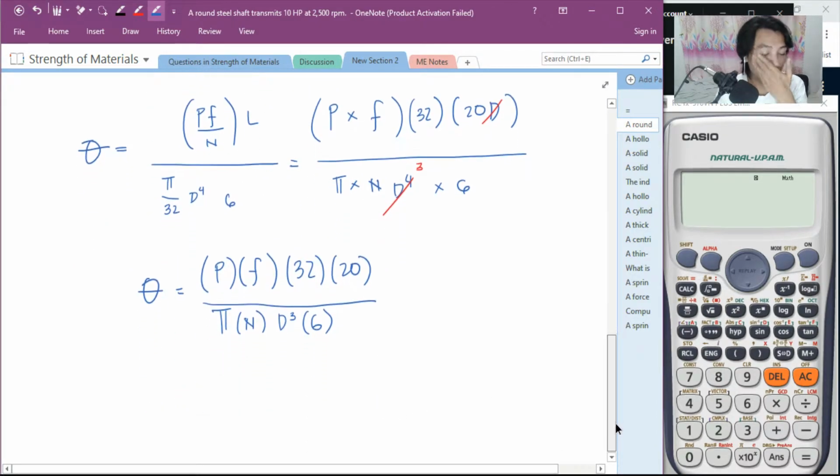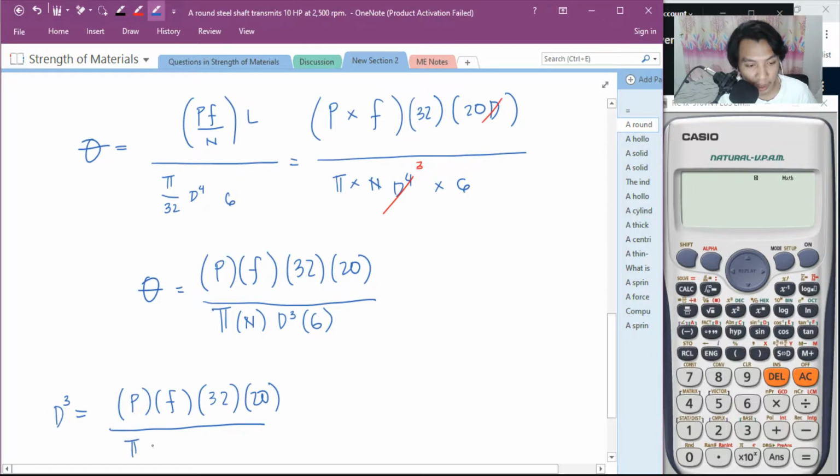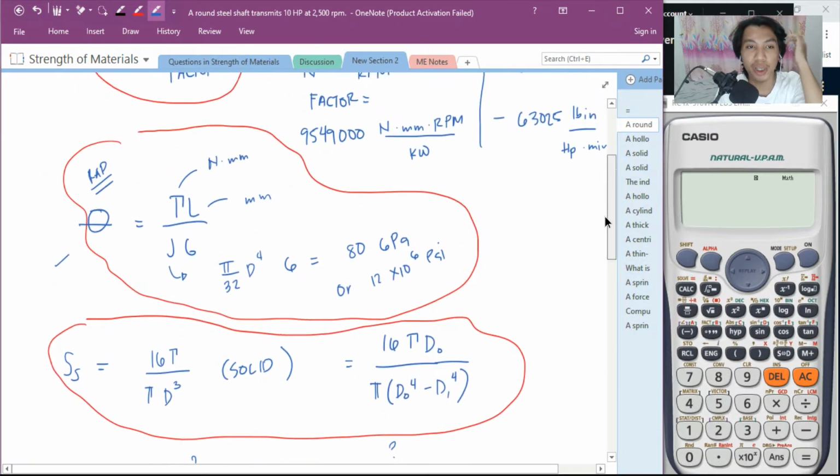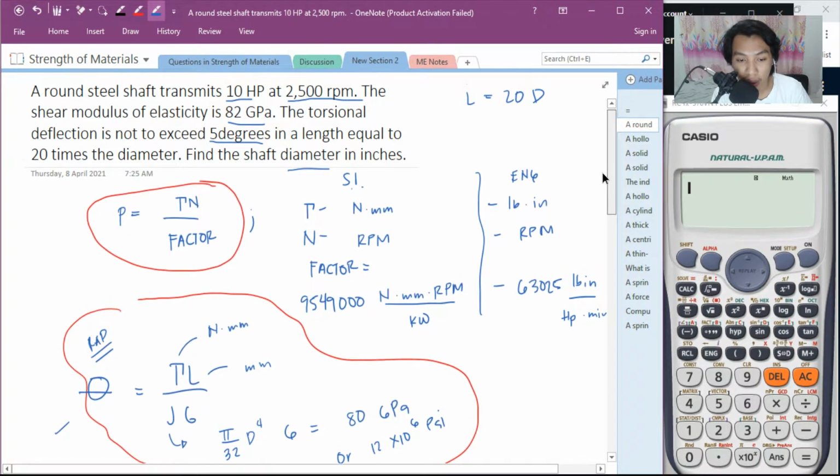Okay. So, ang kinukuha natin dyan is the D. Okay? O, di kunin natin D cube equal to P times F. Ganyan ako mag-solve. Sinisimplify ko muna into one equation. Times 20 divided by pi N tapos theta times G. Ngayon, sir, tignan mo naka-HP siya. Naka-HP. Ang kailangan ko po dito, dapat i-ano ko na lang lahat siya. Igawin ko na lang SI units. Tapos sa dulo ko magko-convert into inches.